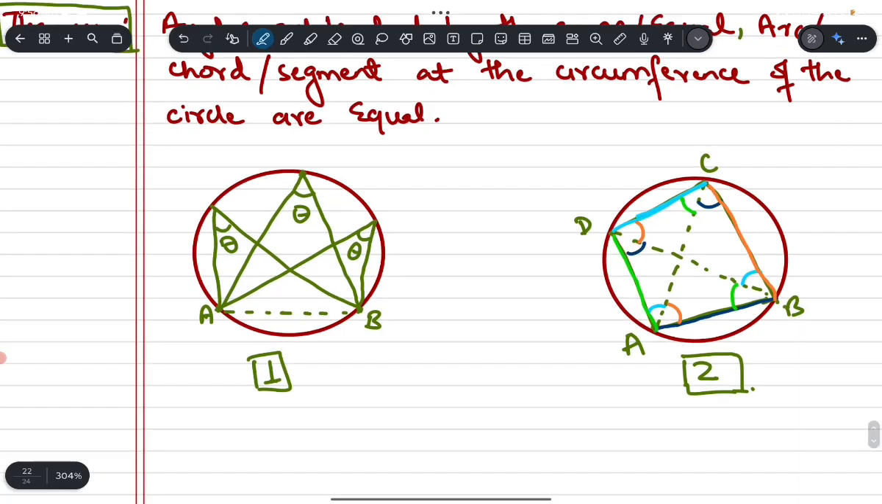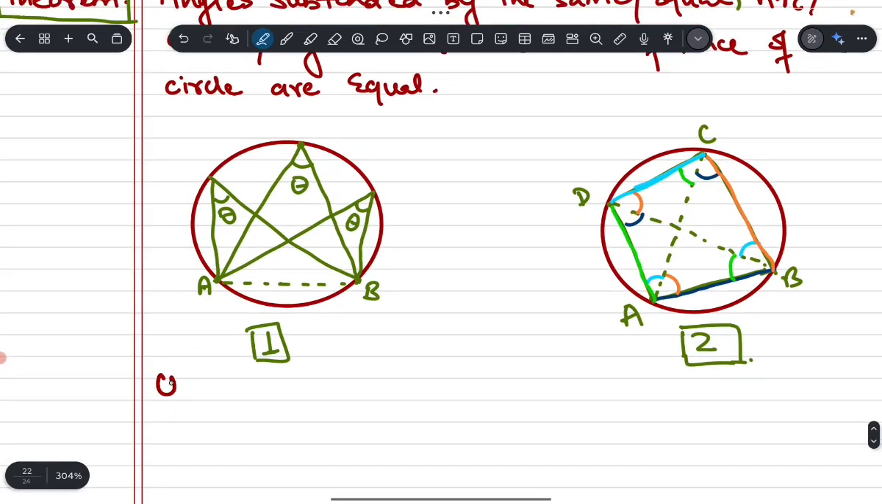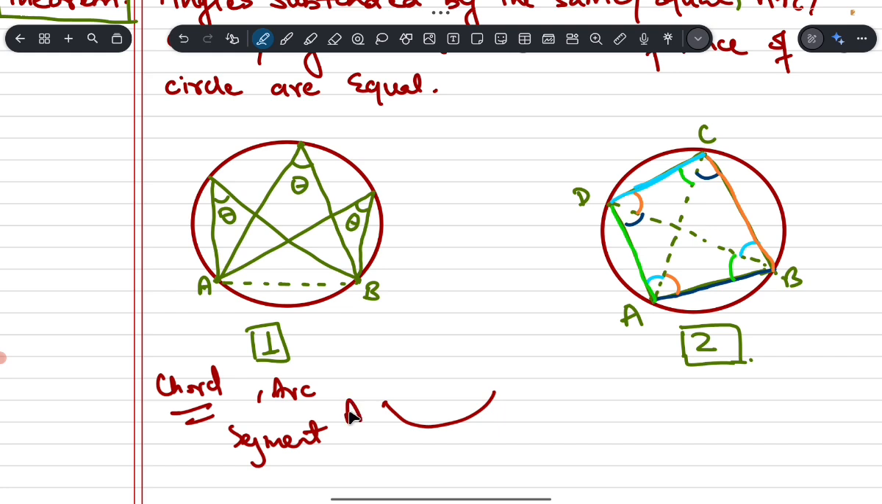Now, you must be knowing what a chord is, right? And an arc as well. What's a segment though? This thing you see here, this is the arc, and this whole thing, this is the segment. This is the smaller one. You must be able to observe that we have a bigger one as well. You call that the major segment, and the smaller one the minor segment.